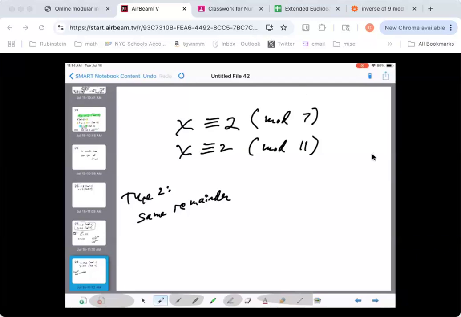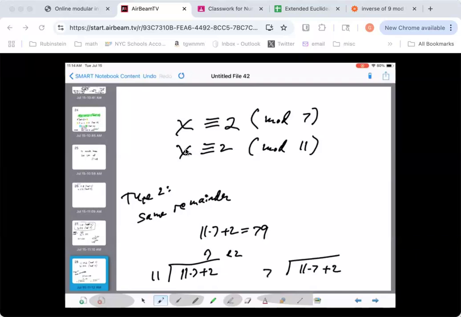Okay, Lisa says 79 with a question mark, and Jingyi says 79 also, and Edward also said that. So yes, it is 79. 11 times 7 plus 2 is 79. And of course, if I divide by 11, I get 7 remainder 2. But if I divide by 7, I get 11 remainder 2.